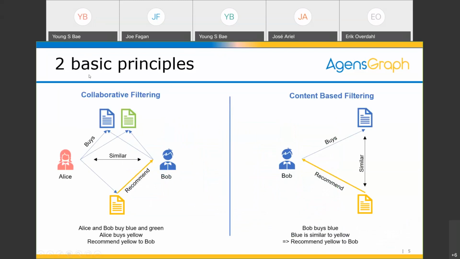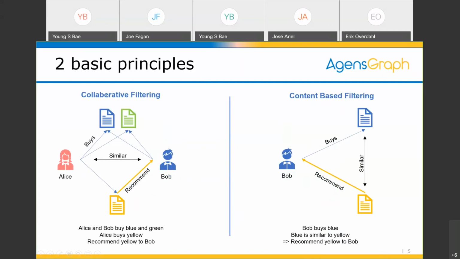Fine. There are two basic principles that the world works to when it comes to basic recommendation engines. One is called collaborative filtering, on which we'll focus today, and the other, by contrast, is called content-based filtering.